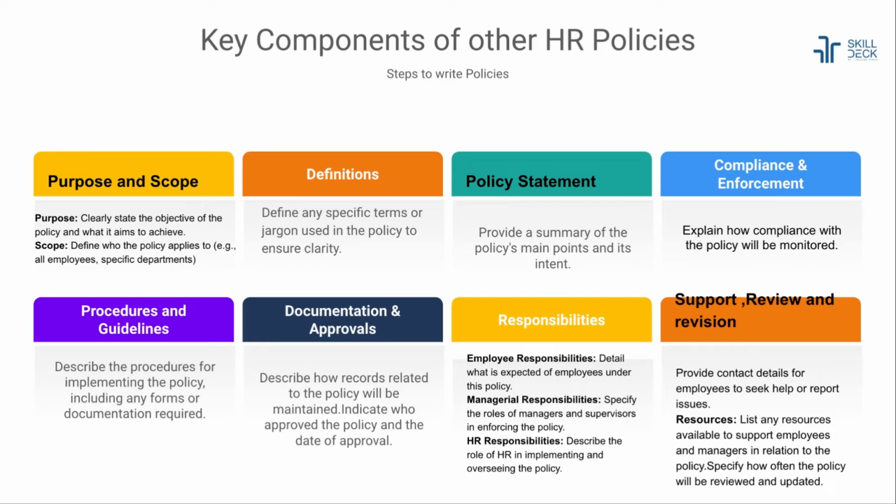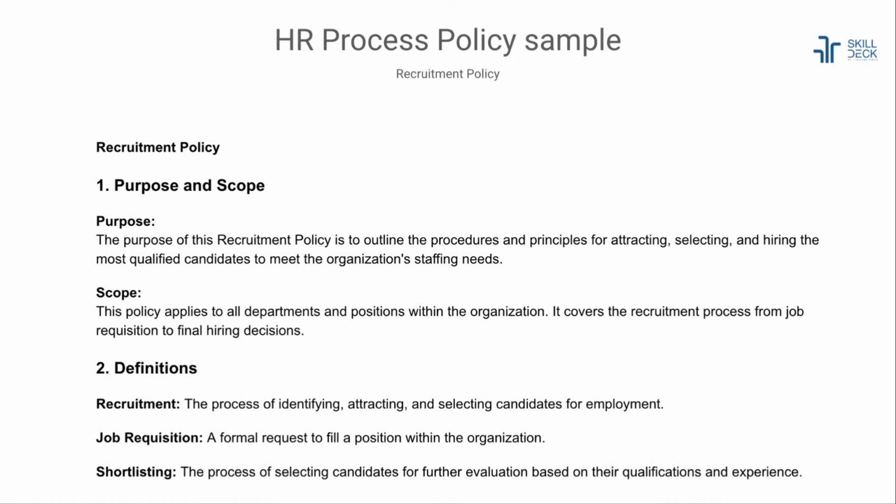We will write how the records related to the policy will be maintained. We will attach any annexure, any forms, like for a leave, what form has to be used, and that has to be in the annexure of that policy itself. And approvals, that's the standard template. So let's see how the template goes.